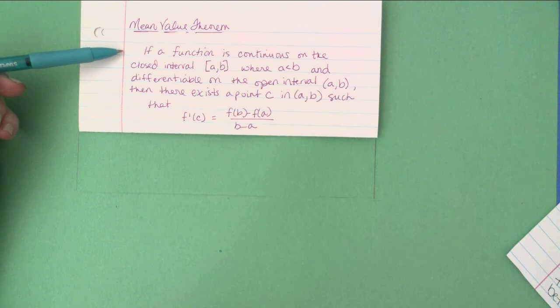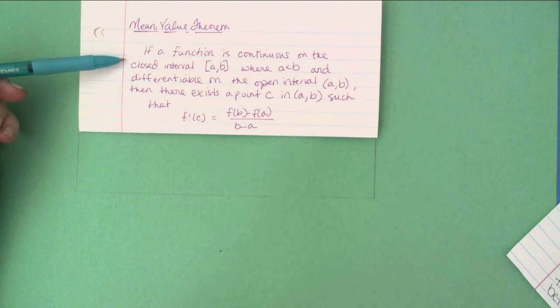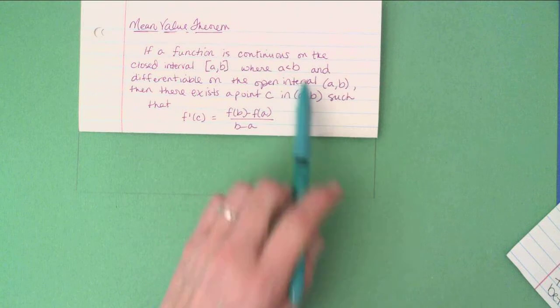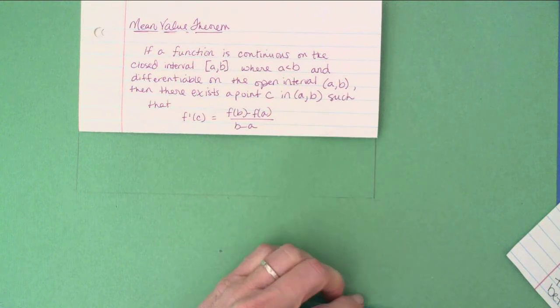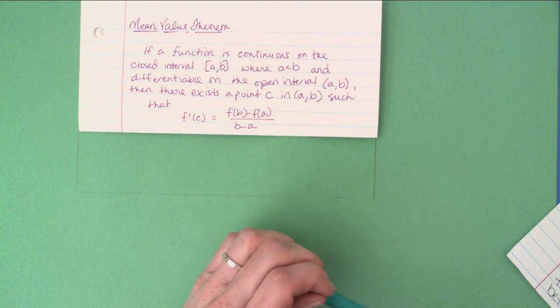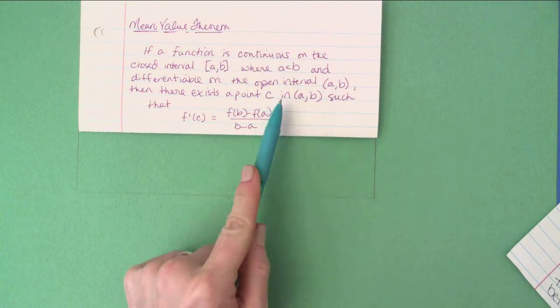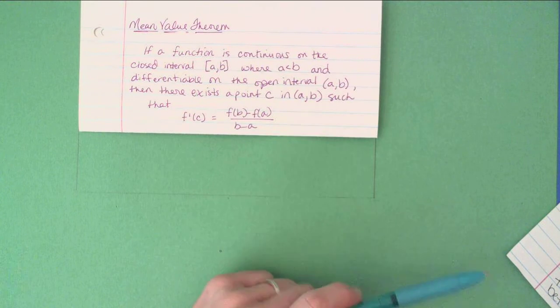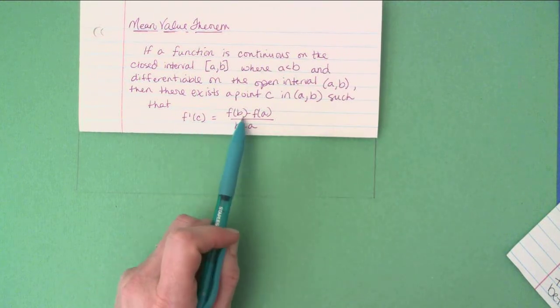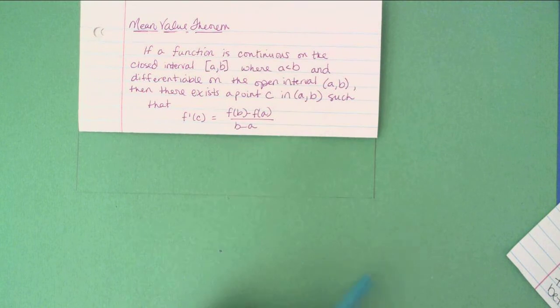If a function is continuous on the closed interval a to b, where a is less than b, and differentiable on the open interval a to b, then there exists a point c in between a and b such that f prime of c equals f of b minus f of a all over b minus a. So pause the video and jot that formula down into your notebook and the words that go with it.